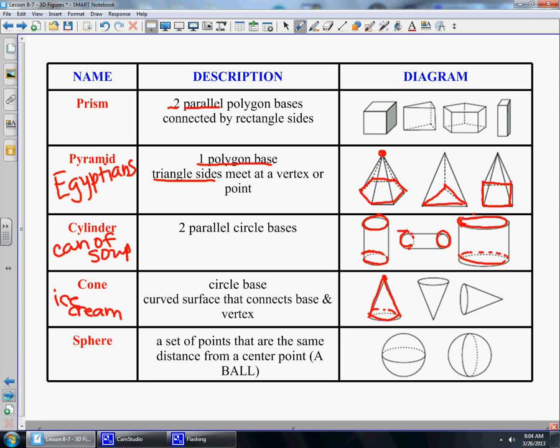And then the last one is a sphere, which is like the earth or a ball. It looks just like a basketball or the earth, and that's called a sphere. And any point that you pick on the sphere, all the points are going to be the same distance away from that center point.